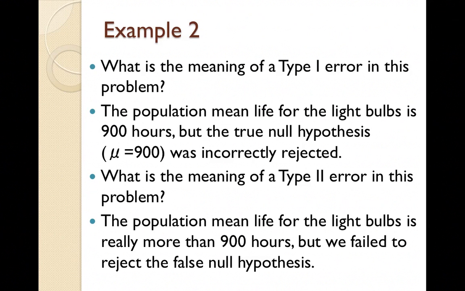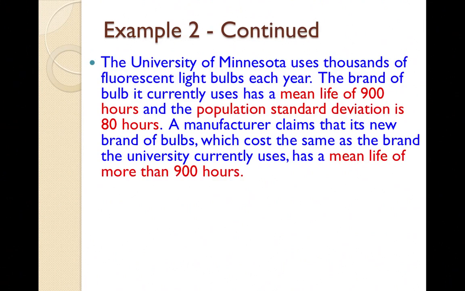Okay, so the null hypothesis stated that the mean was 900 hours, but in reality, the mean is really more than 900 hours. We should have rejected that hypothesis, and we didn't. We failed to reject the null hypothesis. Okay, so that's the interpretation of a type 1, type 2 error for this problem. Note that you don't need to conduct the entire hypothesis test to interpret the meaning of a type 1 and type 2 error. Now we are going to go ahead and continue the entire hypothesis test.